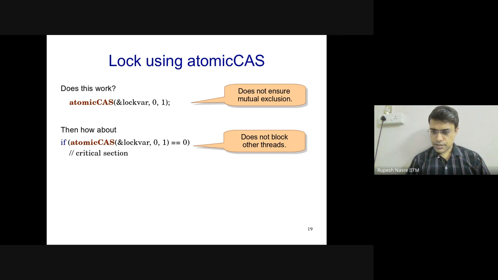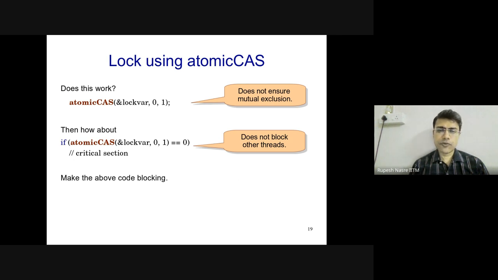Yeah, Sandeep has written some code: while atomic has 0 equals equals 1, you wait. And then in the end, you set lock equal to 1. Actually, you want lock equal to 0 in the unlock case. And you wait as long as it is non-zero. That seems to be okay. Right, so we'll need that while loop.